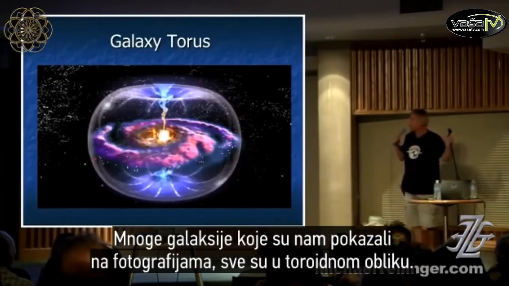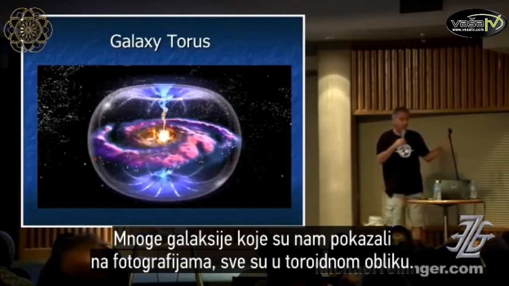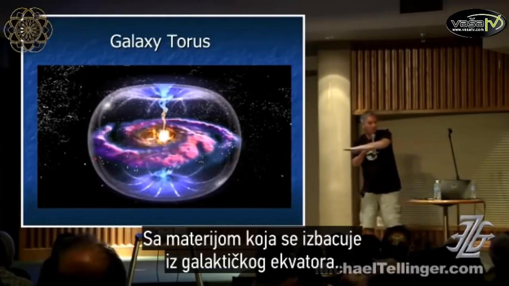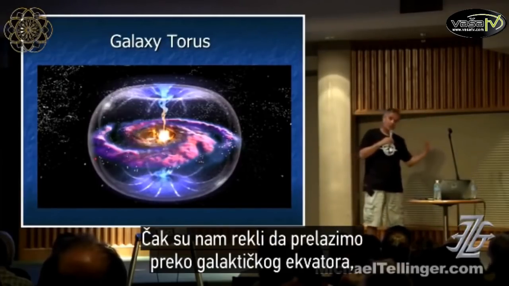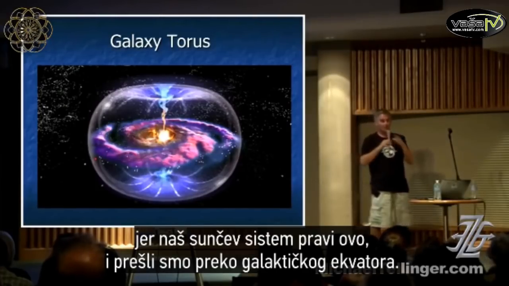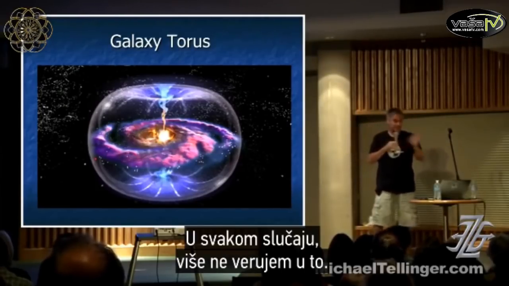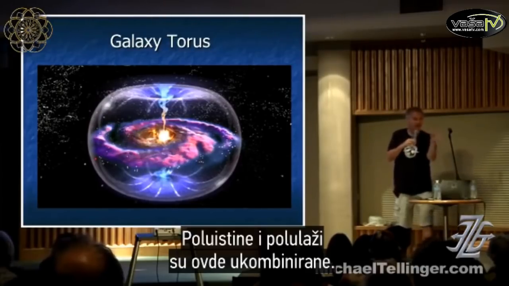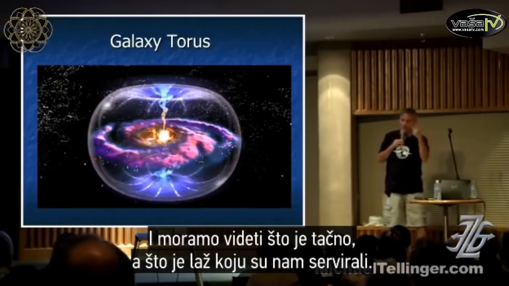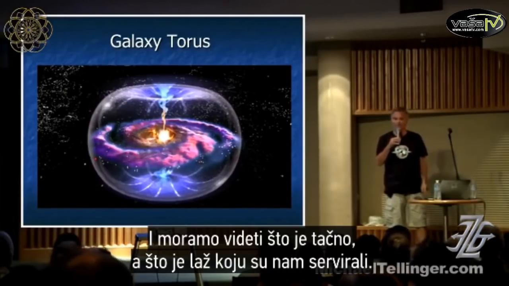The many, many galaxies that we've been shown photographs of are all toroidal shaped galaxies, with the matter all spewing out at the galactic equator. We're even told that we are crossing the galactic equator because our solar system does this. And we cross the galactic equator. I no longer believe that, but in any case, these are half-truths and half-lies being woven together here.